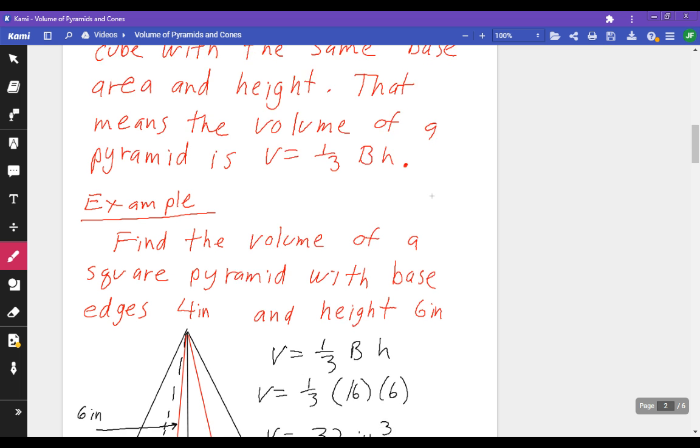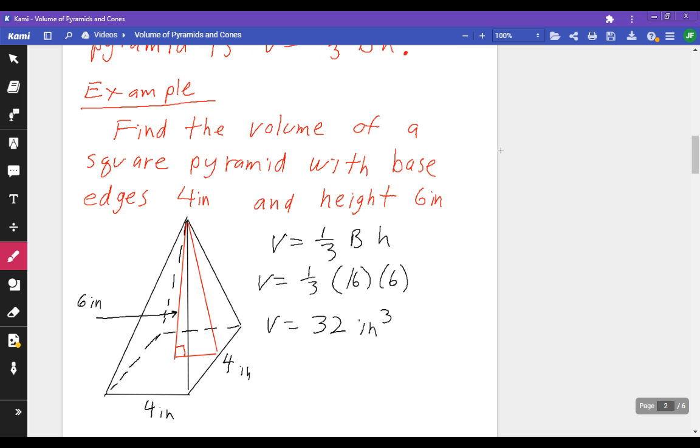Okay, let's do an example of a calculation for the volume of a pyramid. So you see here a drawing which has a pyramid with a square base and a height of 6 inches. Remember, we're going to write down the formula first. So there you see volume equals one third times capital B, which means the area of the base, times the height. So the base edges are both 4 inches, and so capital B is 16.